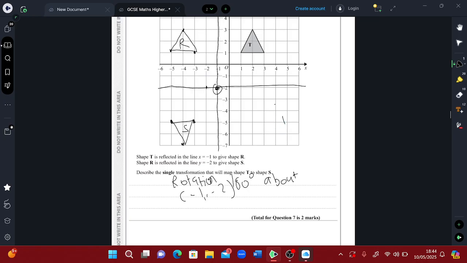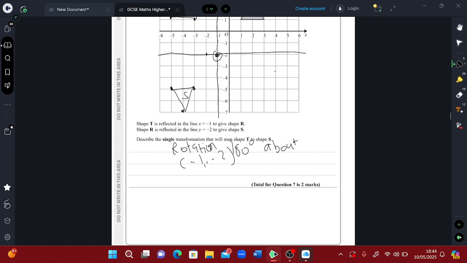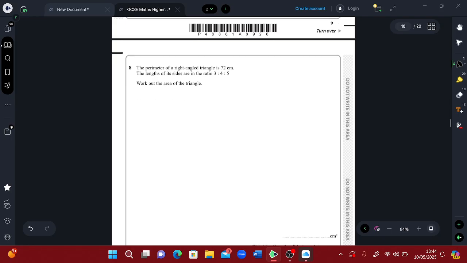As for rotation, you need to say it is a rotation. You need to say the angle, whether it's anti-clockwise or clockwise, and the point of rotation. There's a lot you need to look out for here, and for 2 marks it's quite nasty actually. You've got to do all that work. But yeah, that's how you'd go about that. Tracing paper is your friend there.